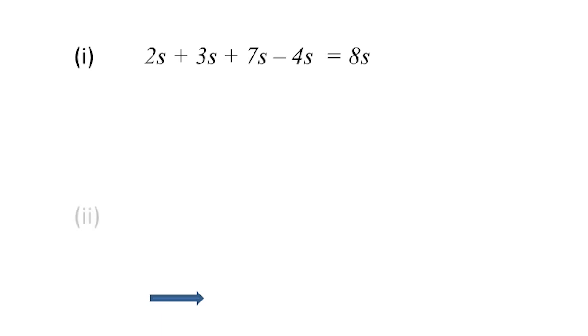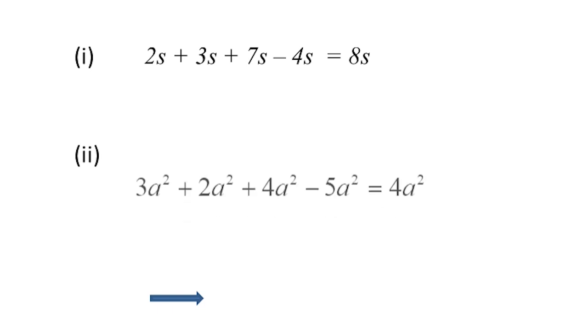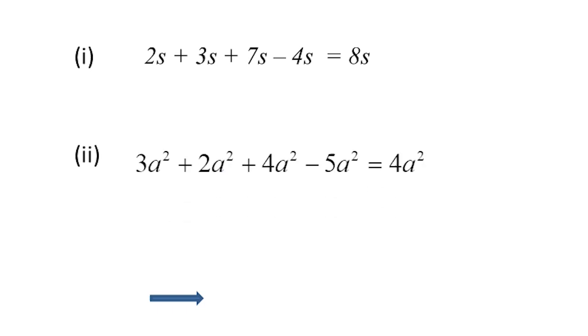The second example: 3a to the power of 2 plus 2a to the power of 2 plus 4a to the power of 2 minus 5a to the power of 2 is equal to, first 3 plus 2 is 5, plus 4 is 9. 9 minus 5 gives you 4, which is 4a to the power of 2. Again, note that all those terms are like terms.